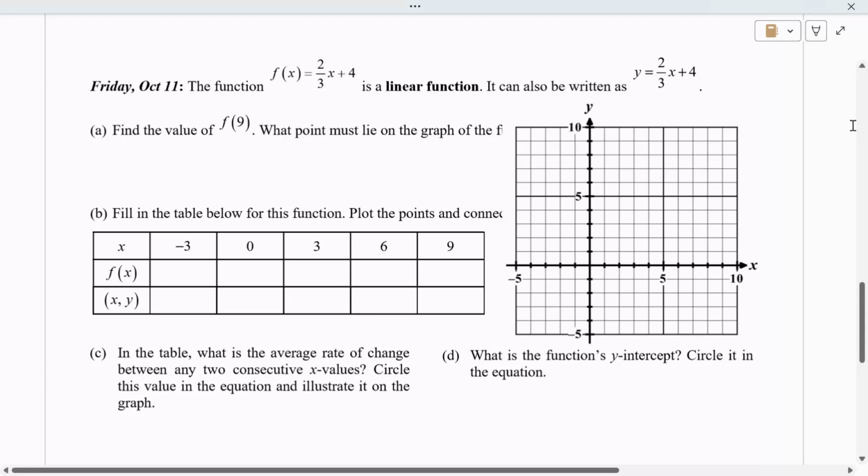Okay, so we're talking about the function f of x equals 2/3 x plus 4. And we're told that it's a linear function. It can also be written as y equals 2/3 x plus 4 instead of f of x, right? We know that f of x and y are the same thing. So we have to find the value of f of 9. How do we do that?